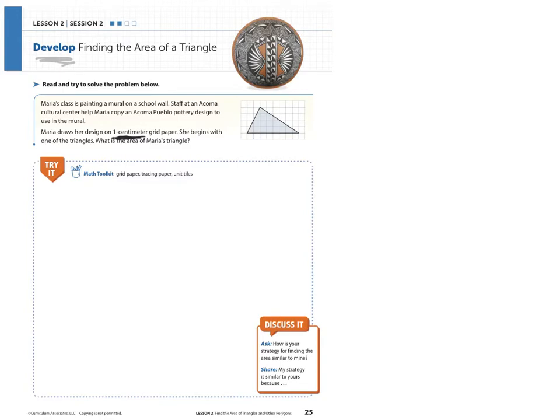Well, we know from the previous session that the area of a parallelogram is base times height. I'm just going to do P for parallelogram. We know we do not have a parallelogram, but we can also look back and know that we made a parallelogram by using 2 triangles. So 2 triangles equal a parallelogram. So what is 1 triangle going to be?